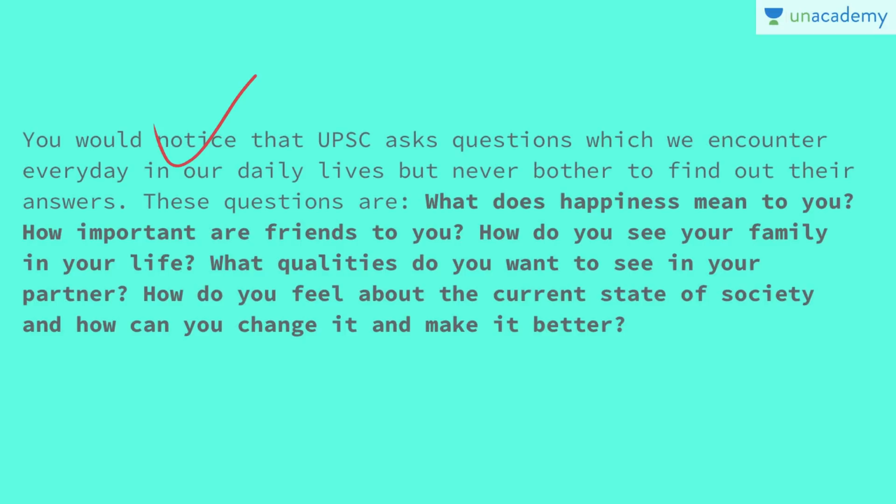So these questions are like, what makes you happy? What does happiness mean to you? How important are friends to you? Do you have friends in your life or not? How do you see your family in your life? That is also an important question. What qualities do you want to see in your partner? Because you have to spend 30, 40, 50, 60 years with your partner. How do you feel about the current status of the society? And you being a civil servant, how can you change it or make it better? All these things become important.